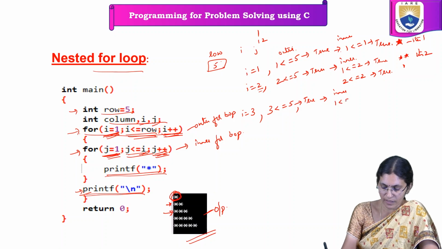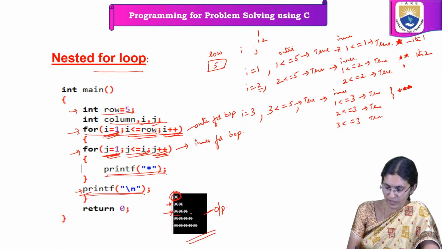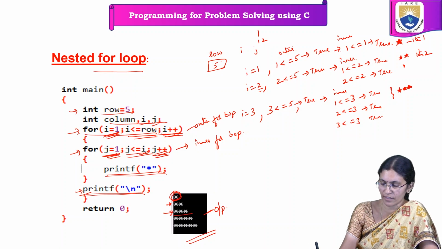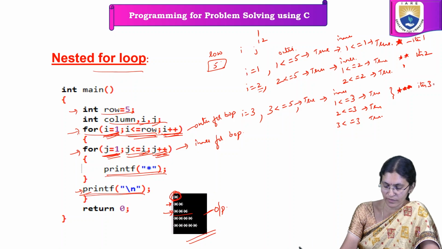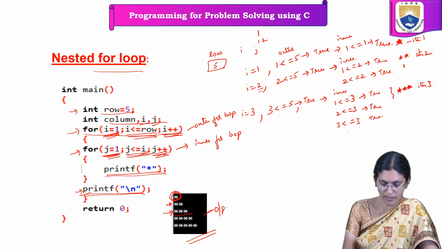Therefore 1 less than or equal to 3 becomes true. 2 less than or equal to 3 is also true, and 3 less than or equal to 3 is also true. So the output of this will be 3 stars. 3 times the inner for loop is executing, so 3 asterisk symbols will be printed. This is iteration 3. Next, when the j value is equal to 4, 4 less than or equal to 3 becomes false. The condition evaluates to false in the inner for loop.